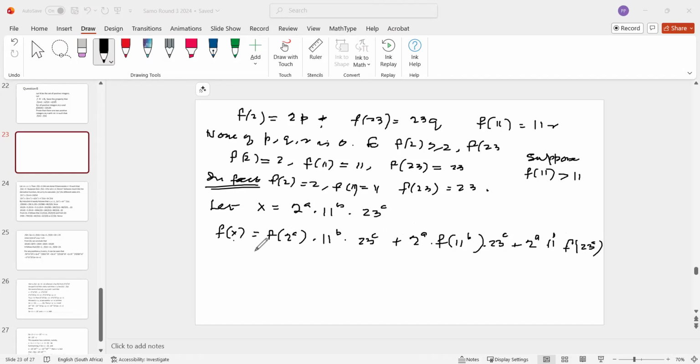But we know f of a power, we calculated that. So this is a times 2 to the a minus 1 times f of 2, this part here, right? f of a to the n is n times a to the n minus 1. I'm using that thing that we proved. And this is 11 to the b, 23 to the power of c. Here I've got 2 to the power of a, and this is b times 11 to the power of b minus 1.